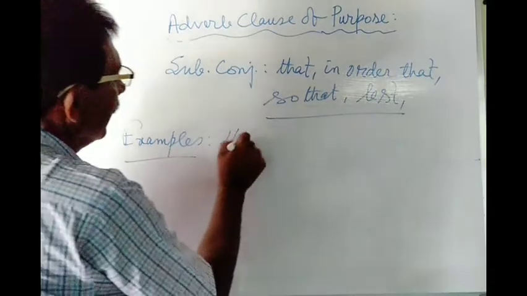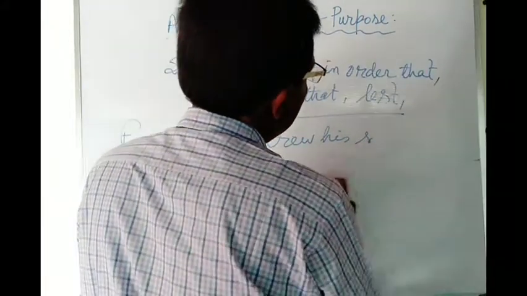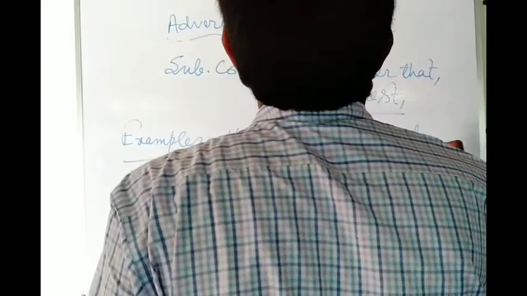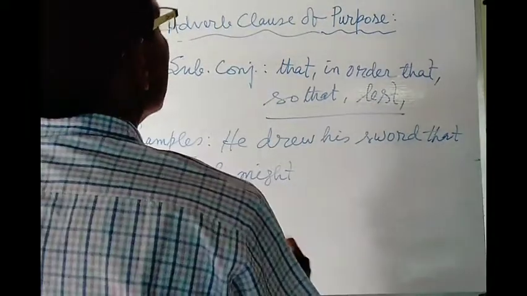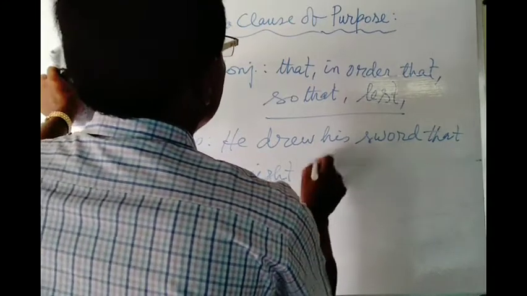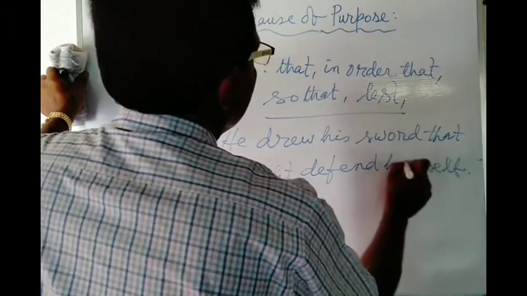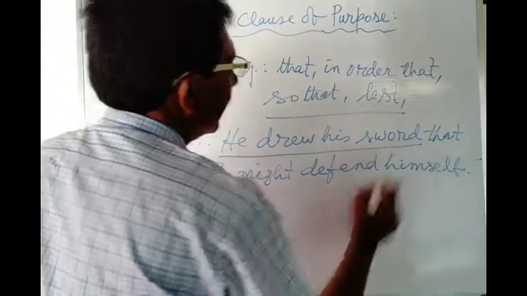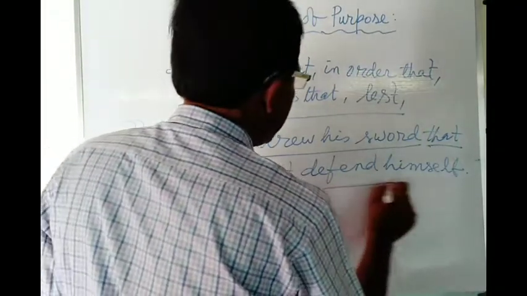Suppose, he drew his sword that he might defend himself. In this example, he drew his sword, this is the principal clause, and that he might defend himself.